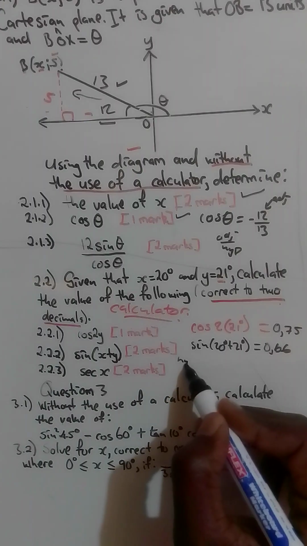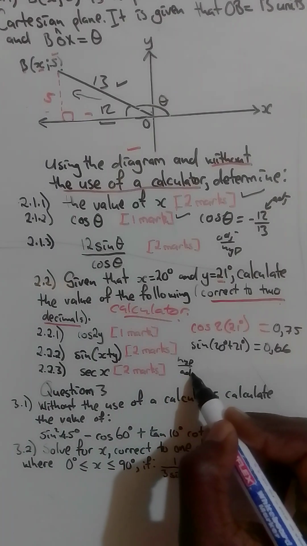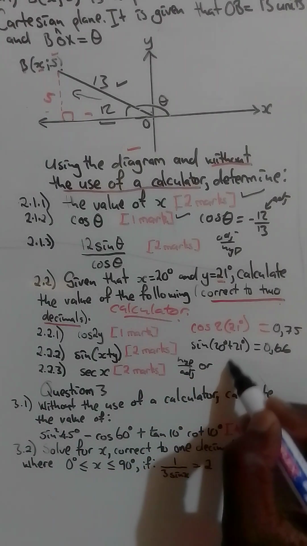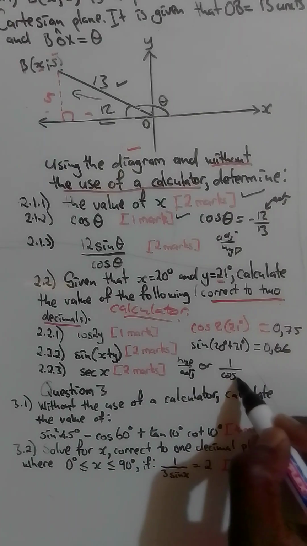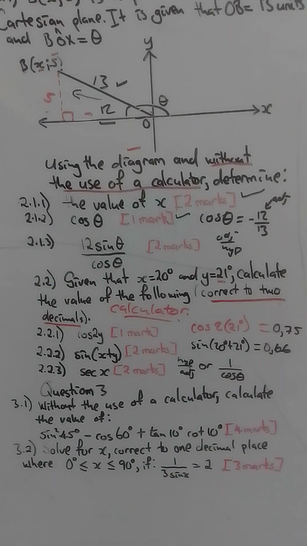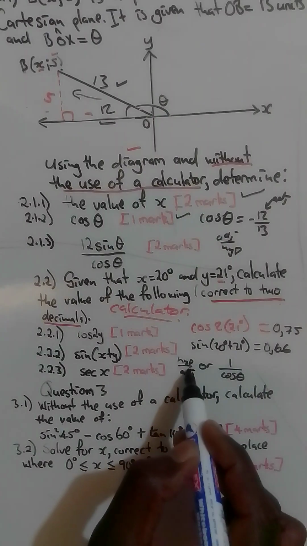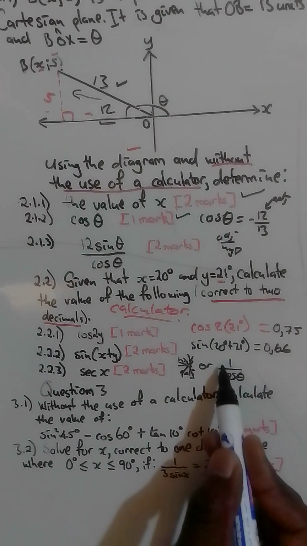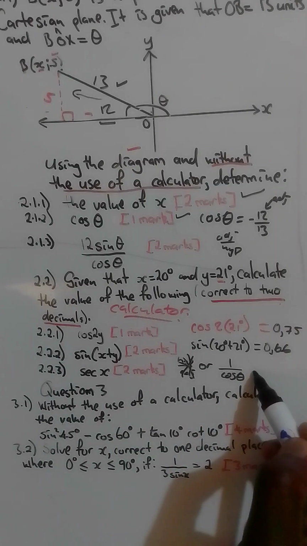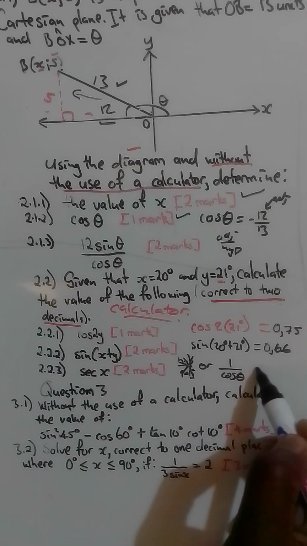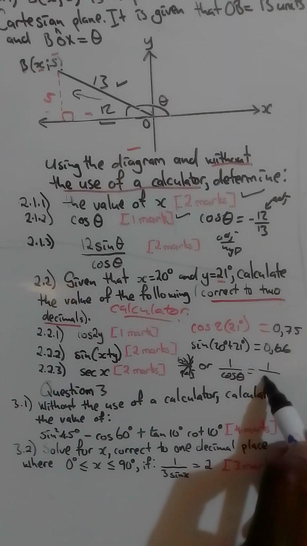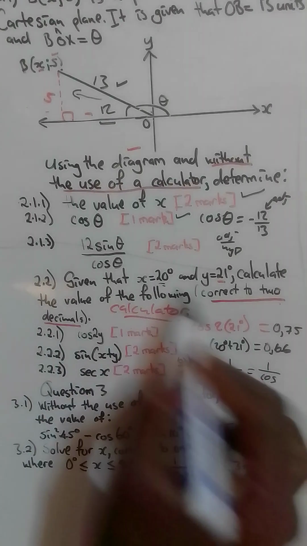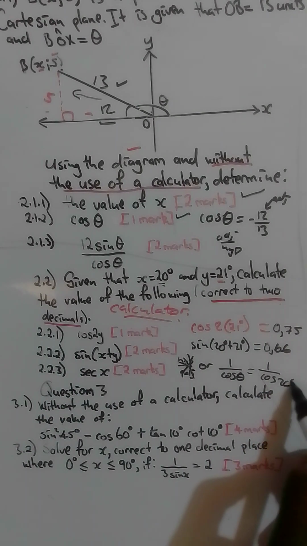Sec, I've got 2 variations. I've got hypotenuse over adjacent, or I've got 1 over cos theta. In this particular case, because we are dealing with degrees, we cannot use this one. This one is used when you are dealing with a side. Since we are dealing with an angle, we're going to use sec x, which is equal to 1 over cos, and our x is 20 degrees.